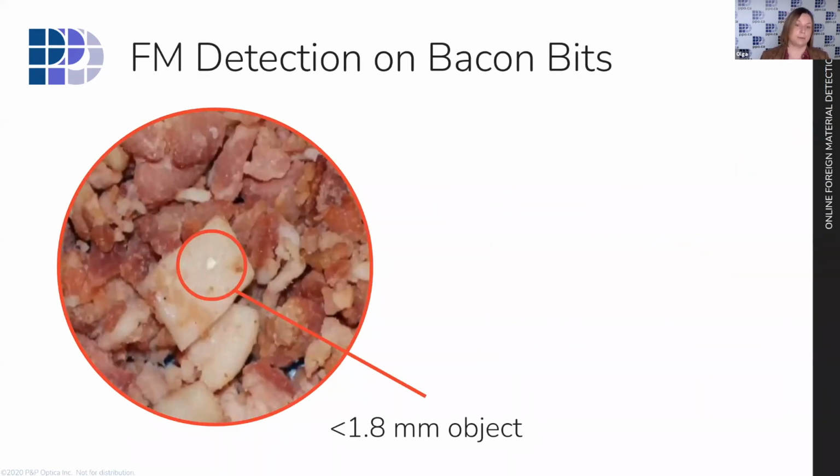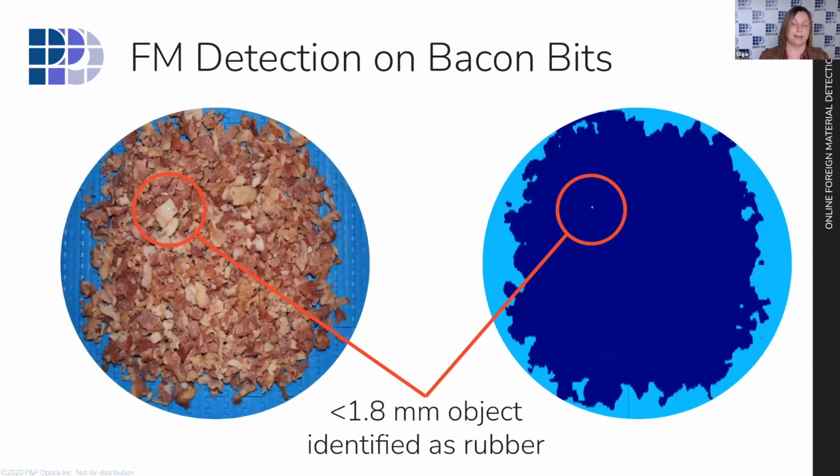Another example is looking for a very tiny speck of rubber on top of a matrix of bacon bits. Again, something that visually it would be almost impossible to see is very well detected and identified as a specific chemistry using hyperspectral imaging. So we can see here something that would be almost impossible for a naked eye to see is seen, detected, and identified as a specific type of rubber.